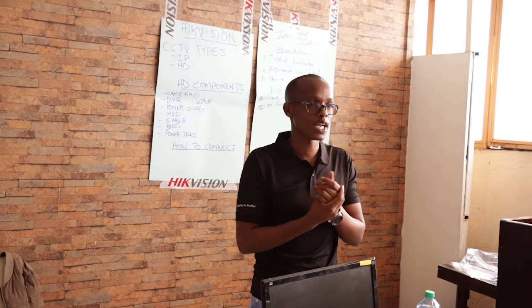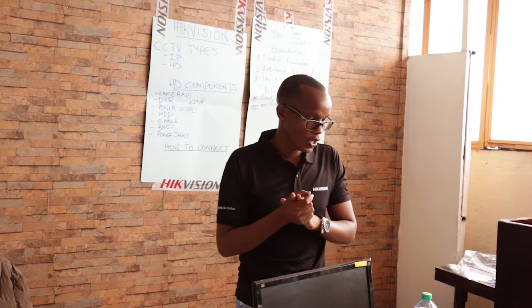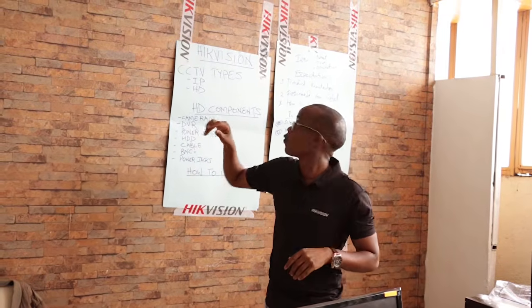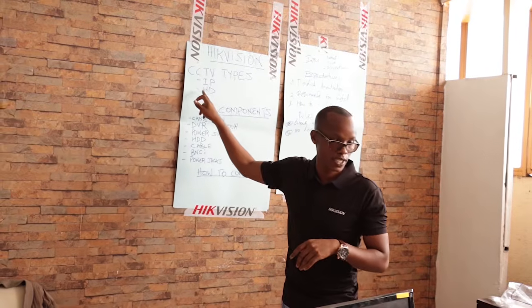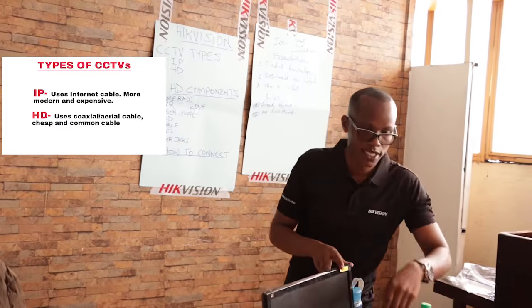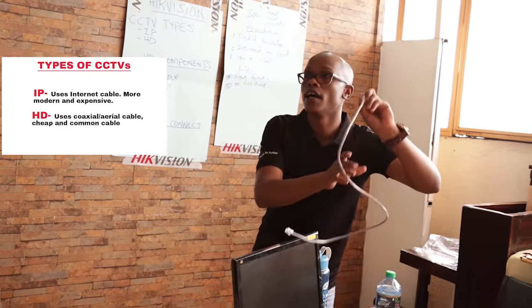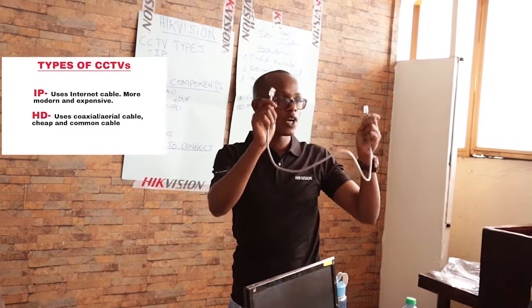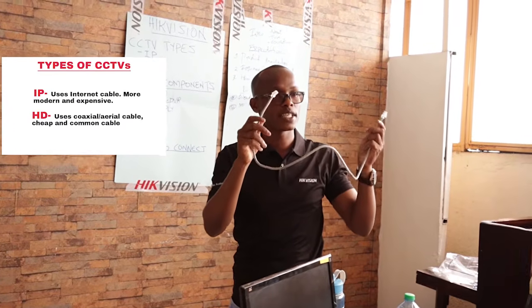So for today, we are going to learn about CCTV. We have two types of CCTV. We have IP CCTV, which uses an Ethernet cable, like this. The Internet cable, the one that is used to connect to the Internet.